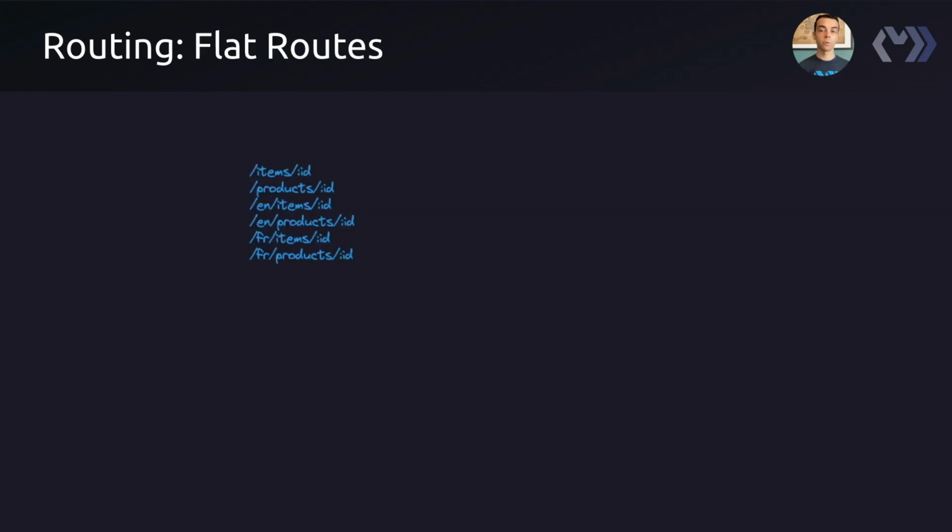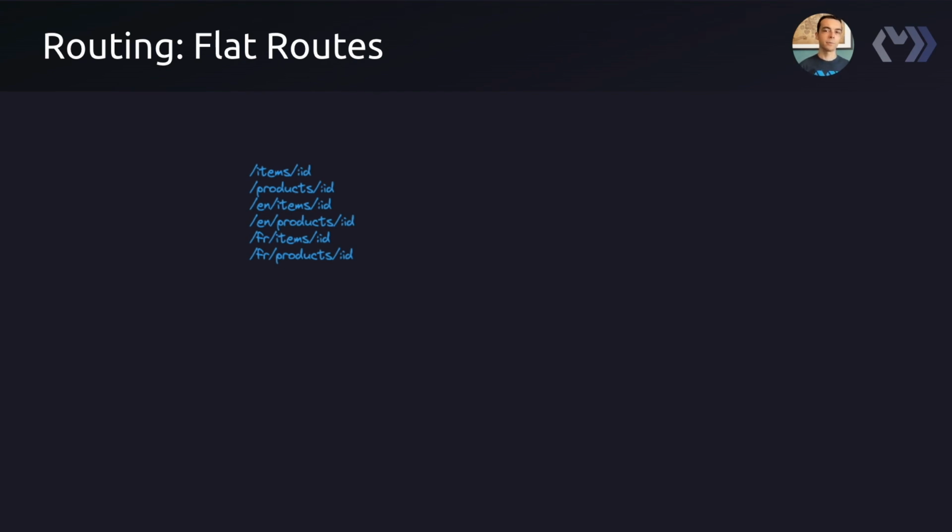Flat routes are another important feature of Marko Run's file system-based routing. This feature makes it possible to represent arbitrarily complex route patterns without having to create a bazillion folders. Let's look at the example on screen. It's pretty simple. At the core of it, there's an items page, a products page, and each have a dynamic ID segment. However, either endpoint can also optionally be prefixed with a locale of EN or FR.